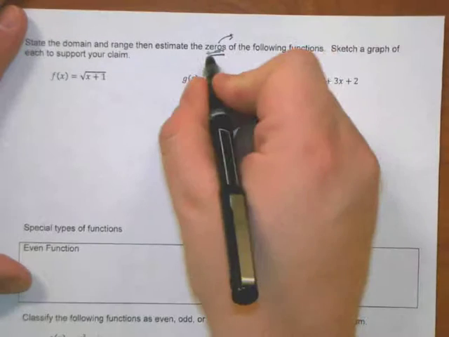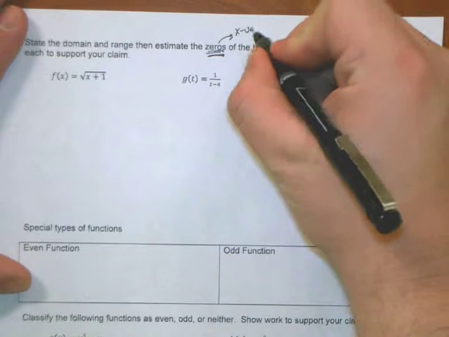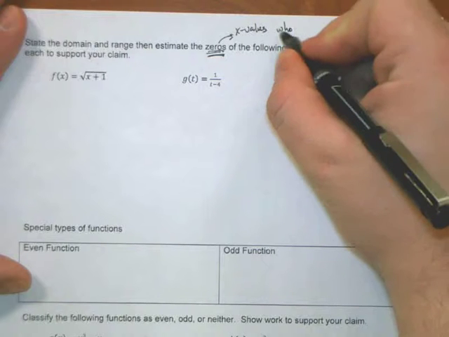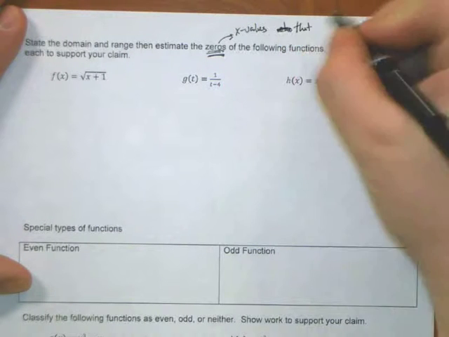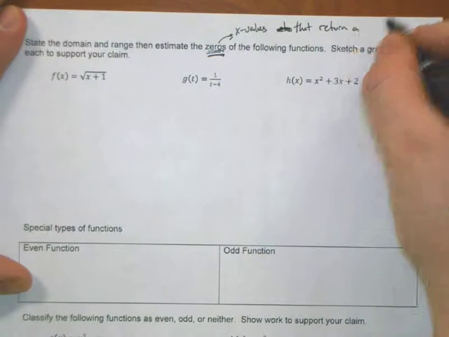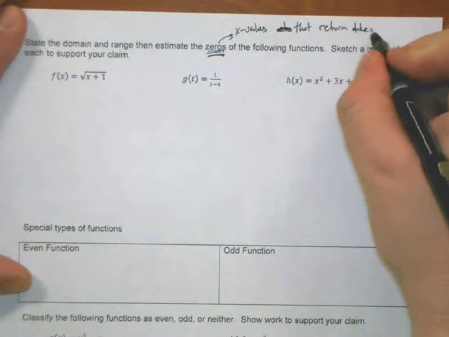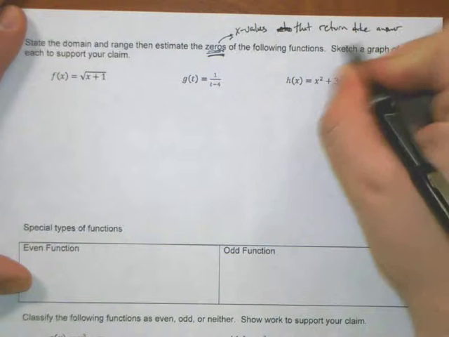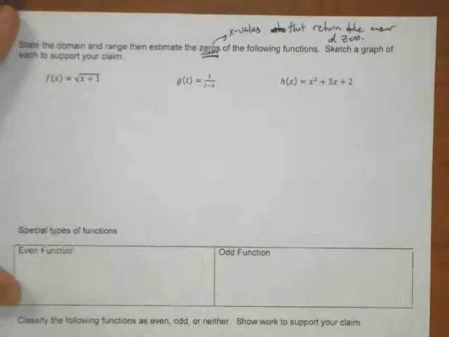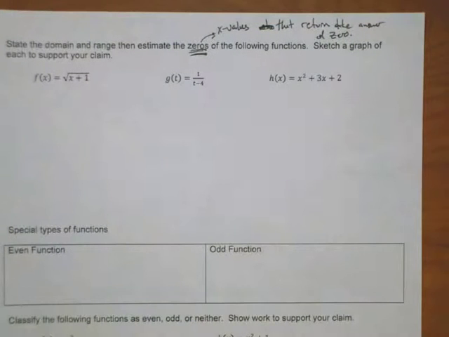The zeros of a function are x values that return the answer 0. So they're a number that I plug in. When I run it through my function, I get 0.